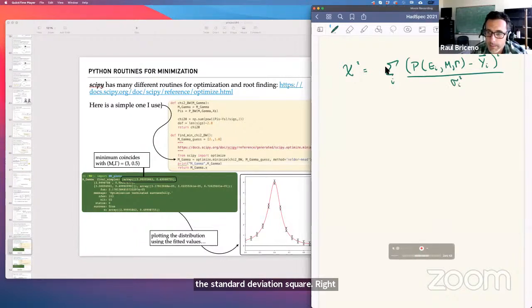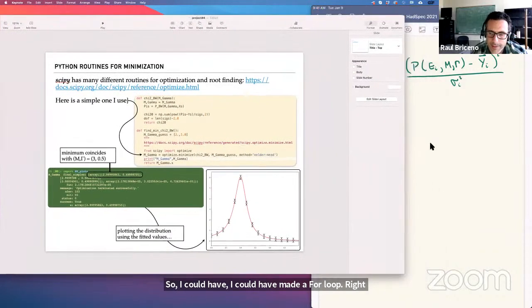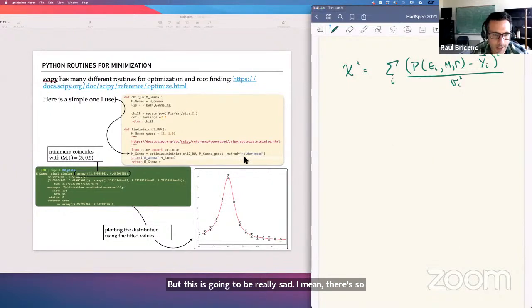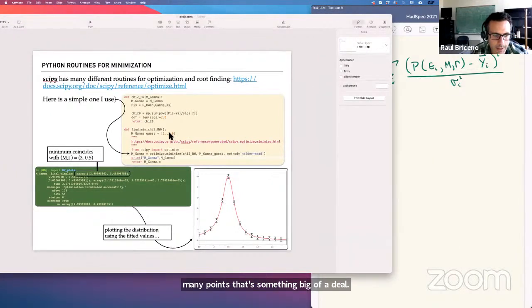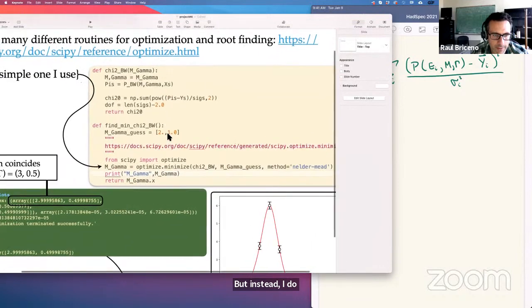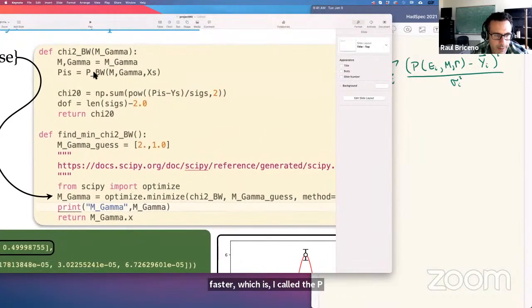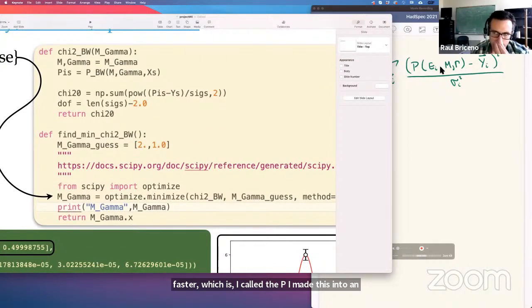So I could have made a for loop, but there are not so many points, so it's not that big of a deal. Instead, I do something that is always going to be faster: I made the p_i's into an array. The y's are these guys, and they're an array too.